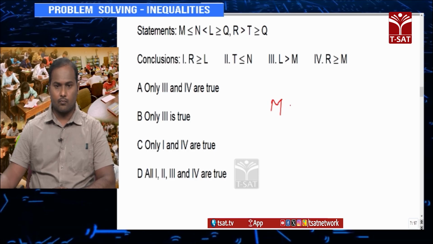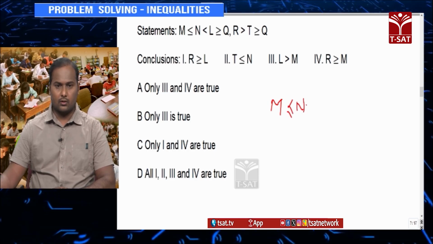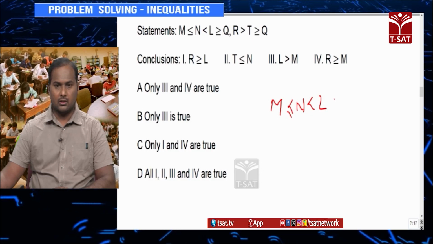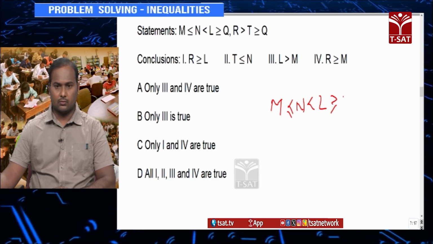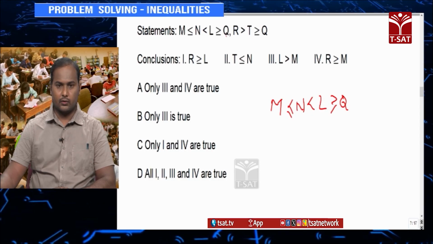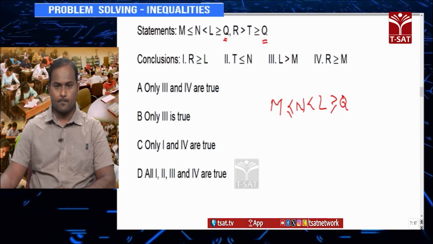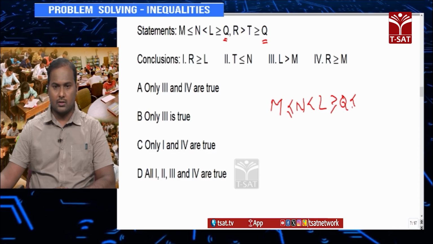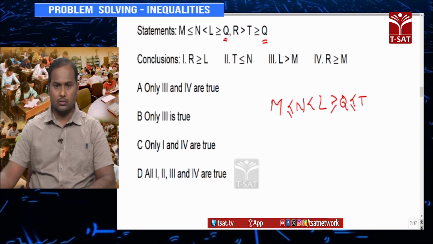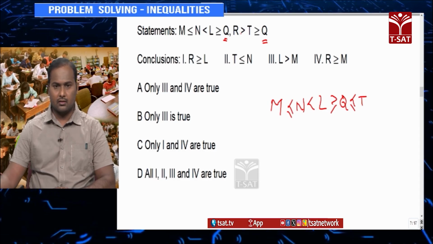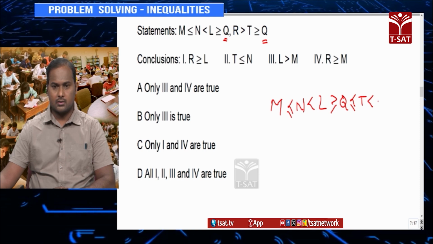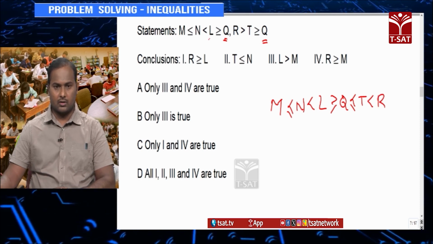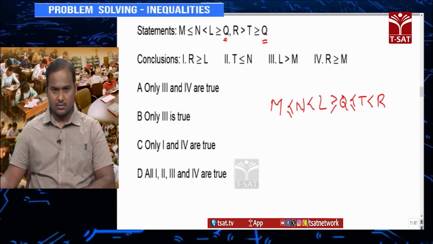So M is less than or equal to N is less than L is greater than or equal to Q. See here Q. Now you start from here Q. Now Q is less than or equal to T, and T is less than R. So you convert these two statements into a single statement.